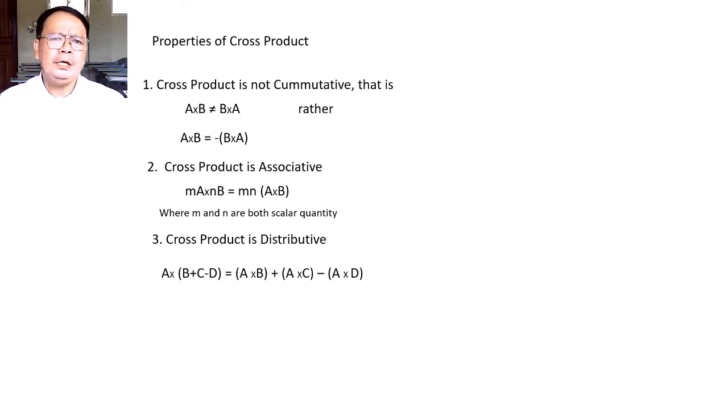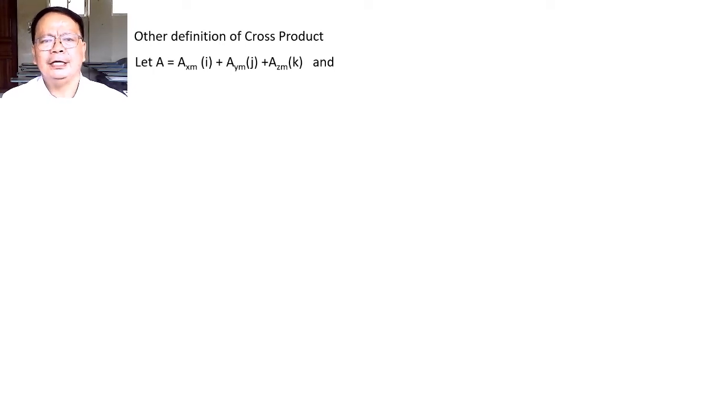Now, having learned the properties of the cross product as well as the cross product of unit vectors, maybe this time we can determine the other definition, so that we have a way of getting the magnitude of the cross product. This can be taken from the expression of A and B in vectorial form: A equals AX i plus AY j plus AZ k, and B equals BX i plus BY j plus BZ k.